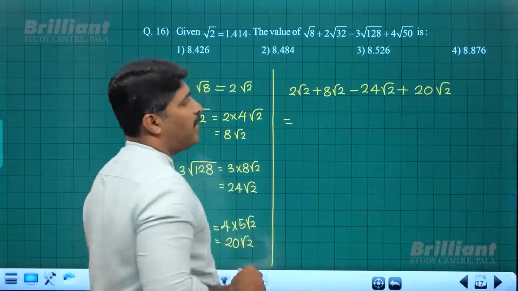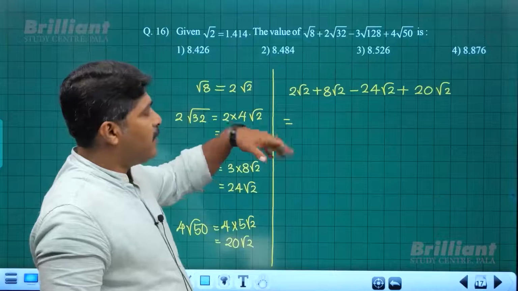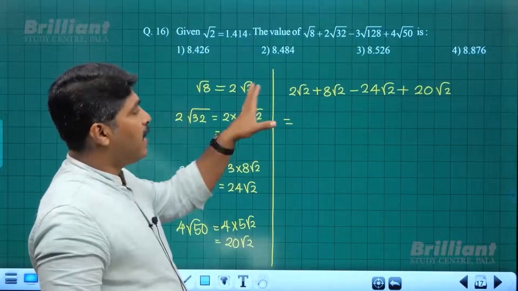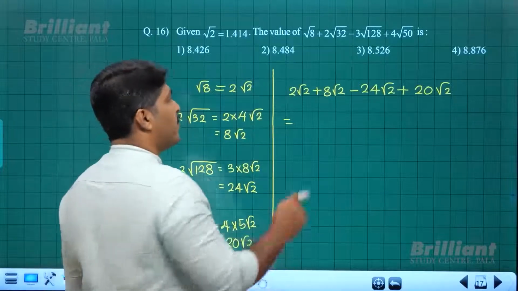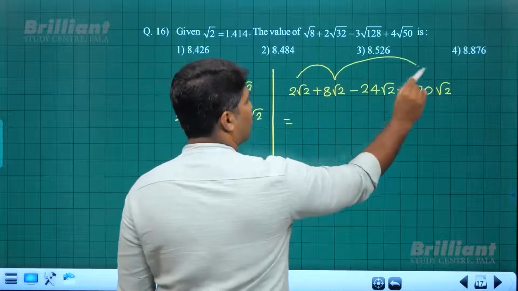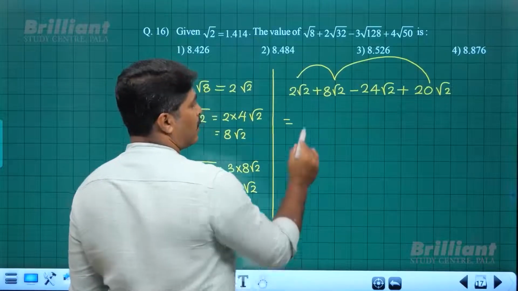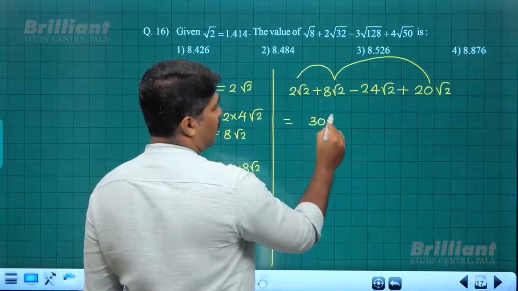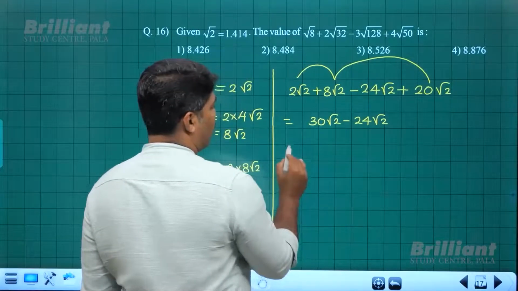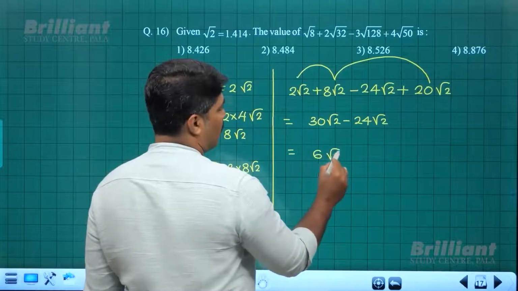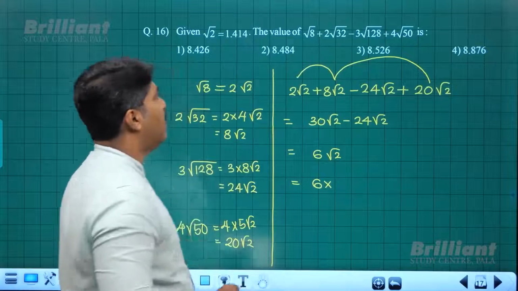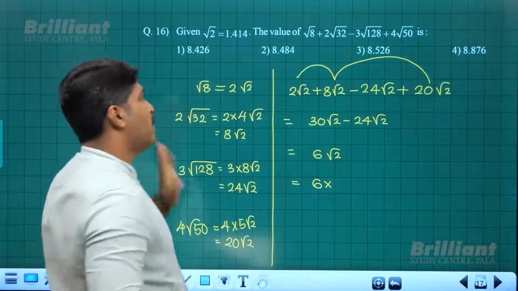So here, we are considering all these values in terms of root 2. Therefore, we just add together the positive values. So this is 2 root 2 plus 8 root 2 plus 20 root 2. Therefore, that is 30 root 2 minus 24 root 2. What is the value here? This is 6 root 2. What is root 2? So here, root 2 we assumed as 1.414.